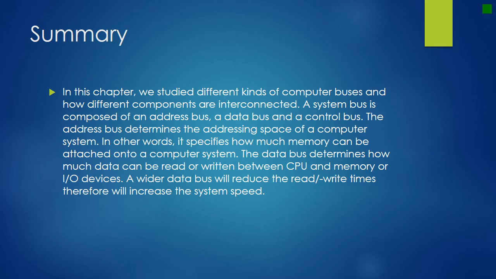Okay, to summarize, in this module we studied different kinds of computer buses and how different components are interconnected. A system bus is composed of an address bus, a data bus, and a control bus. The address bus determines the addressing space. In other words, it specifies how much memory can be attached to a computer system. For the data bus, it determines how much data can be read or written. A wider data bus will reduce the read-write times, and therefore increase the system bus performance. Thank you very much.